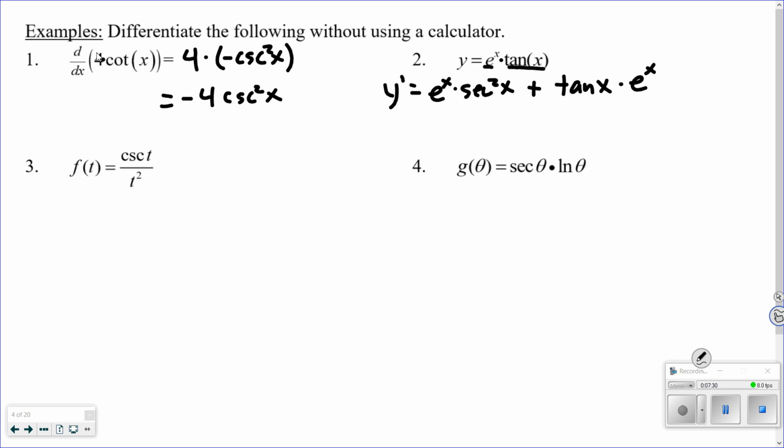There's not a whole lot we can do there to simplify, so we're done. There's our derivative. Again, I had to use the product rule, and within the product rule, I had to use the rule for tangent and for the derivative of tangent and derivative of e to the x.